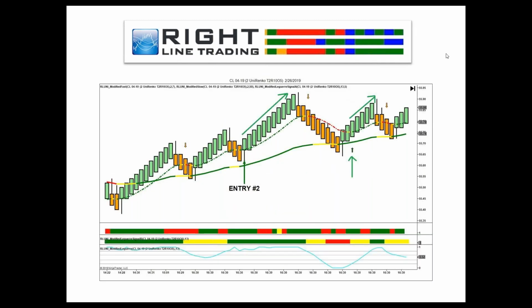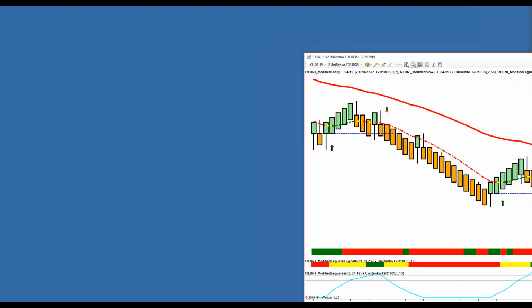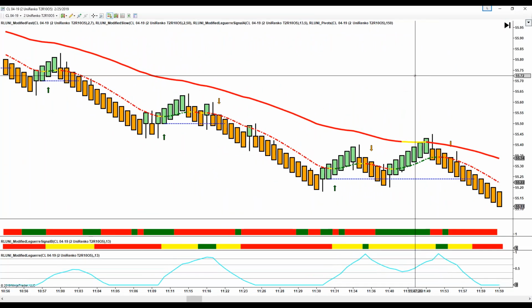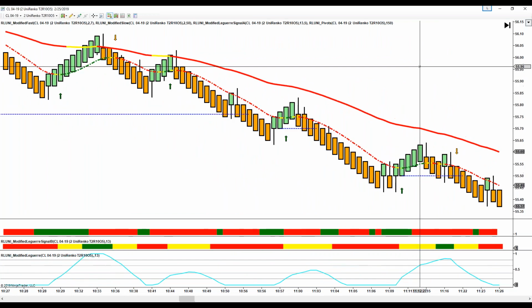Now, here's the offer. I don't want to really go into that, because what I want to do now is just show you some trades on a live chart. Then I'll show you the offer and I'll answer any questions. Now, here's a live chart. And let me just talk to you briefly about the pivots.